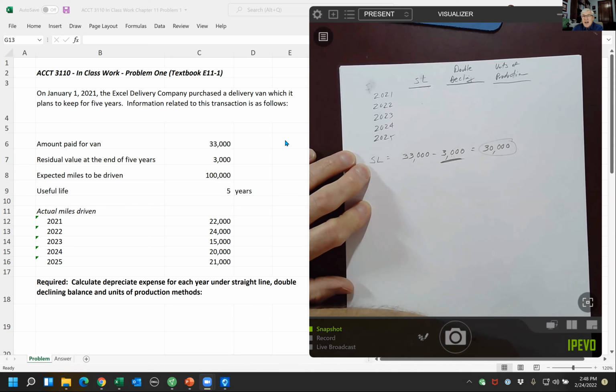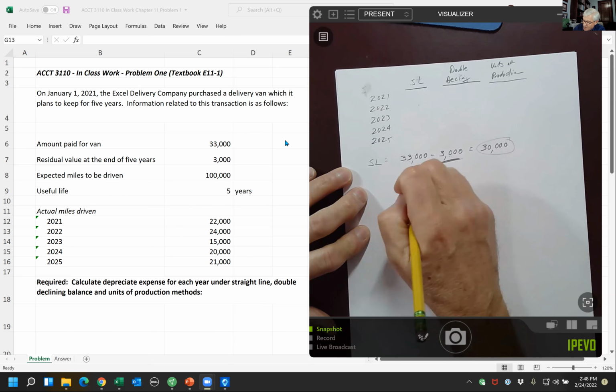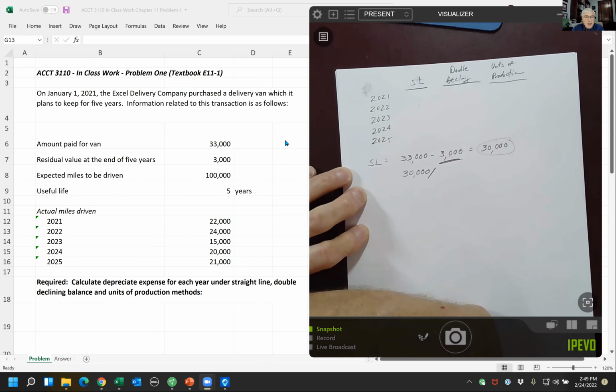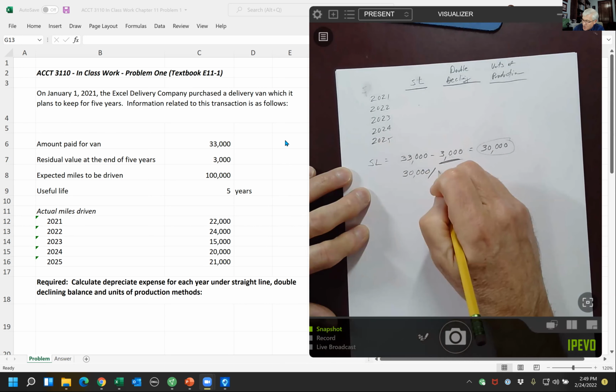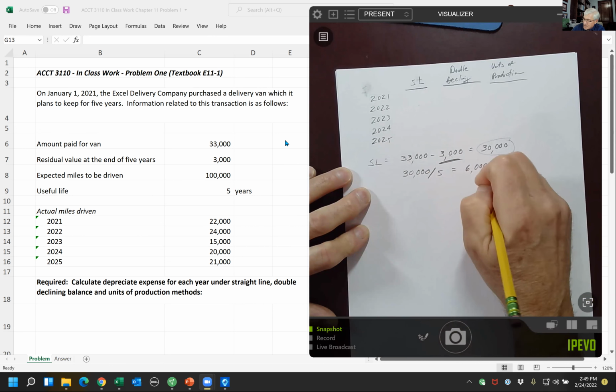Now the cost, we're going to use this for 5 years. So we need to spread this and allocate this to each of the 5 years. So this is about allocating to the accounting periods, years. Straight line, 30,000. And we're doing this per year, divided by useful life or service life, 5 years, 6,000 per year.